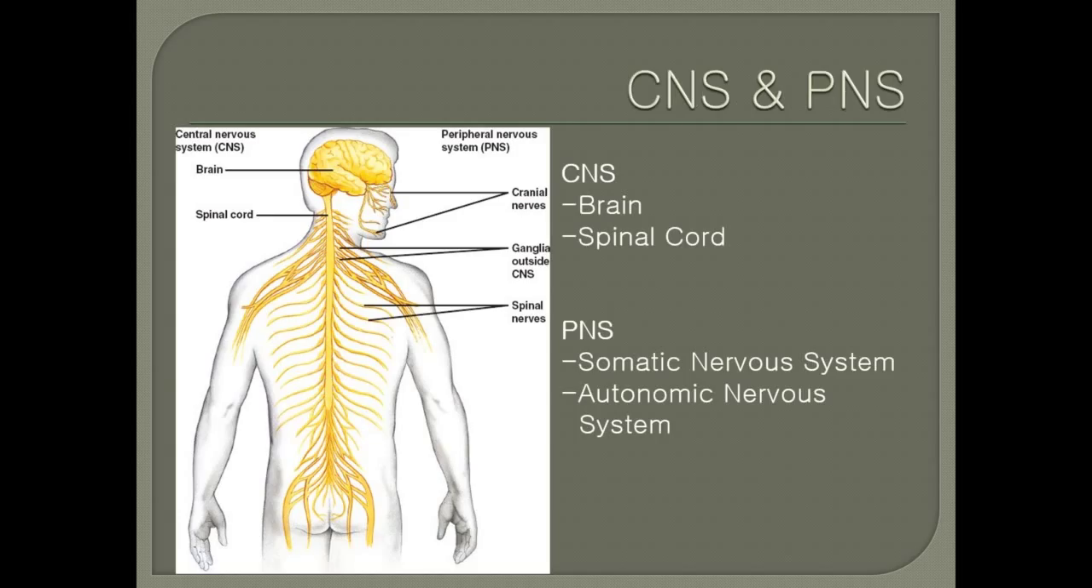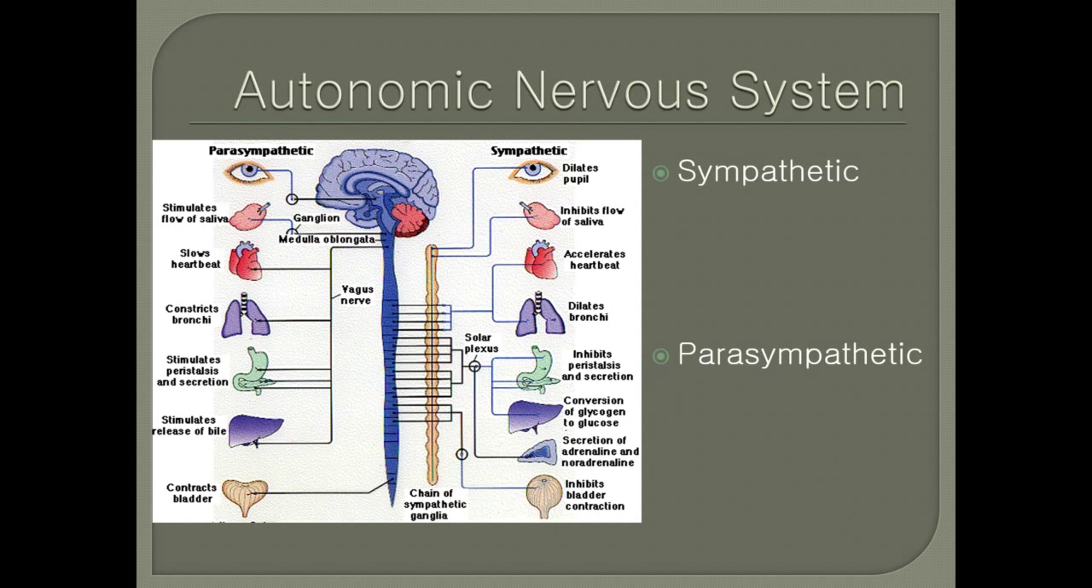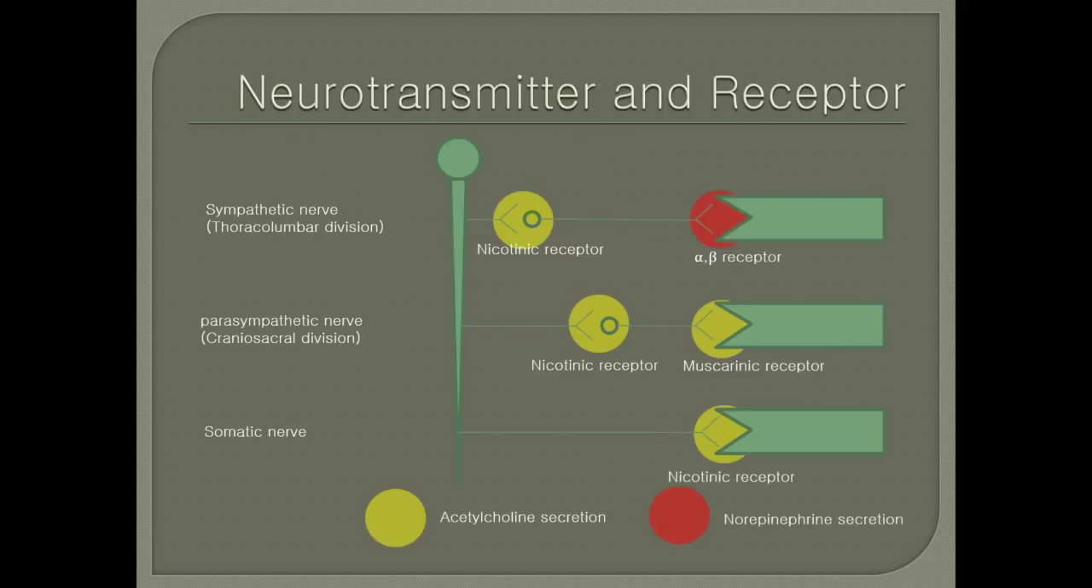The CNS consists of the brain and spinal cord. The peripheral nervous system consists of the somatic nervous system and the autonomic nervous system. The autonomic nervous system consists of sympathetic and parasympathetic nerves. You can see there are pathways in the shown figure. Also, you can check that their pathways stand against each other. You can see the difference between each nervous system.